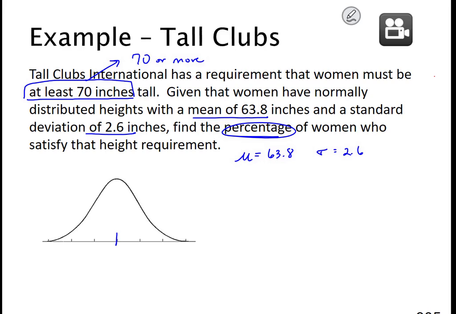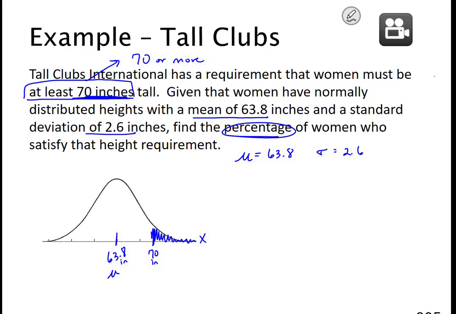I can label the normal curve that's on my slide. 63.8 goes in the center where the mu is. And when I look back at the other piece of information in the problem, at least 70 inches, I know that that inches is also going to go on the horizontal axis, which in this case represents x's. And since 70 is bigger, we go to the right, somewhere off to the right of 63.8 and label the 70 inches. Since it's 70 or more, at least 70, we would shade to the right.